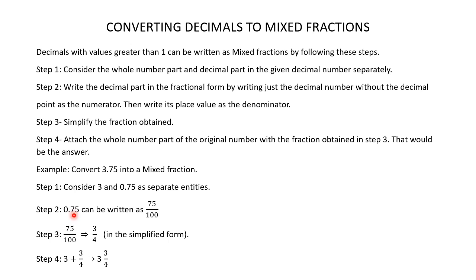First you have to write just the decimal number without the decimal point as the numerator. So 75 is written in the numerator. Now after the decimal point there are 2 digits. So write 100 in the denominator. So 0.75 can be written as 75 by 100. Now simplify 75 by 100. When you simplify 75 by 100, you will get 3 by 4. Now attach the whole number 3 to 3 by 4. So finally you will get the answer as 3 by 4.